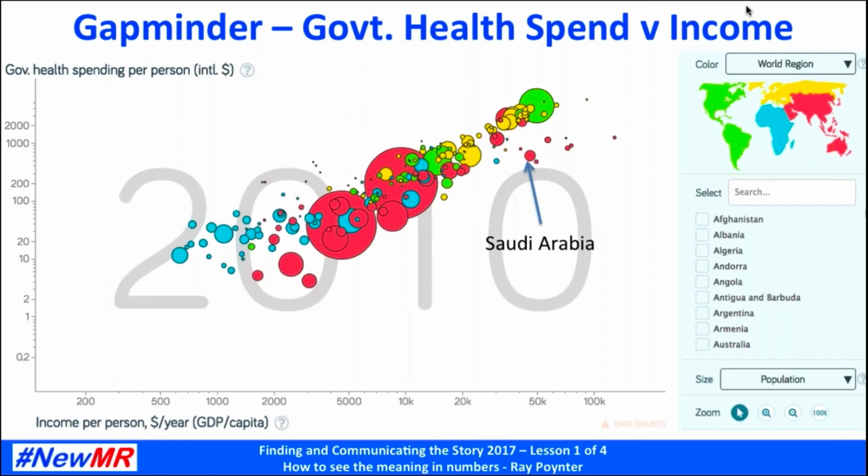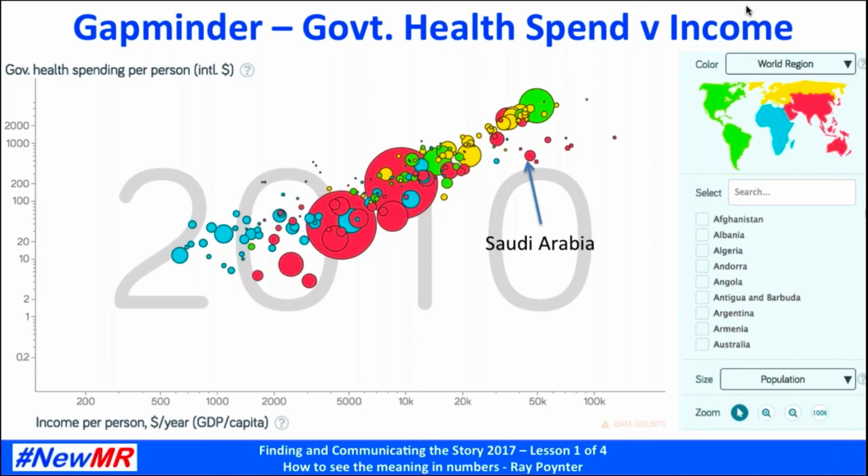So the 2 big red circles in the middle are China and India. The big red green circle at the top is the United States. Then there's color coding within that. So Asia is pink. Americas are green. Europe, yellow. Africa, blue. And if we look at the data, what it says to us is actually it's mostly about wealth.